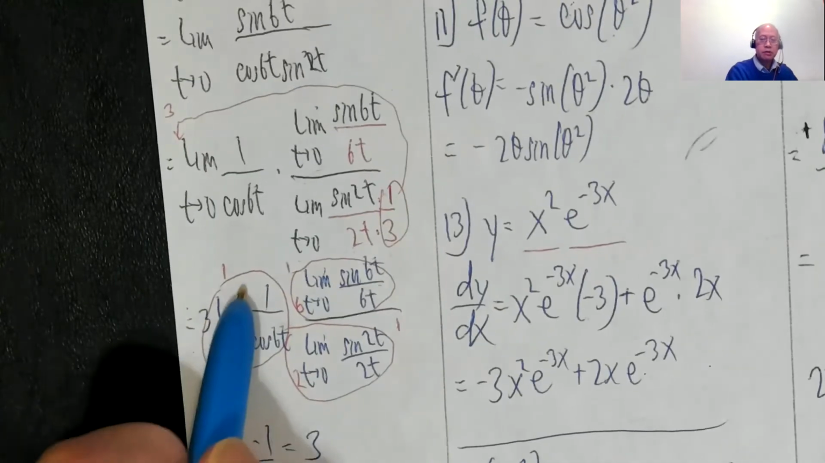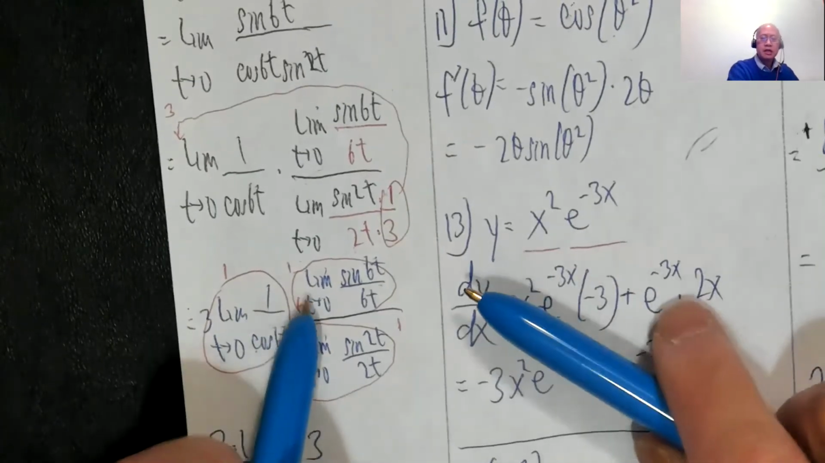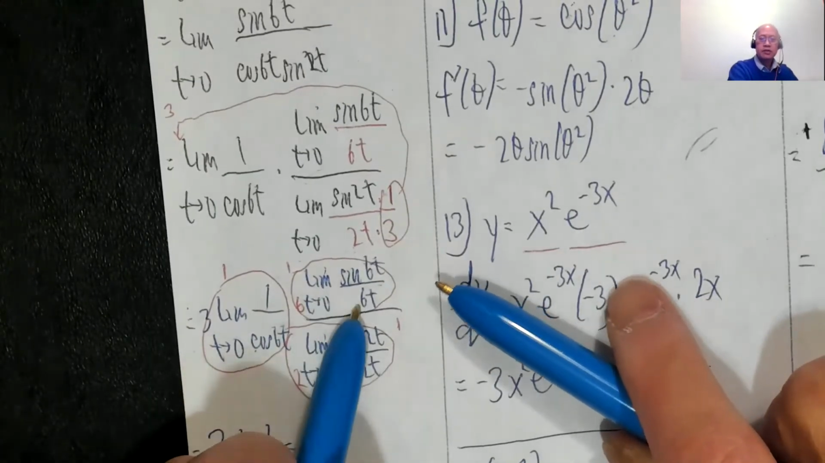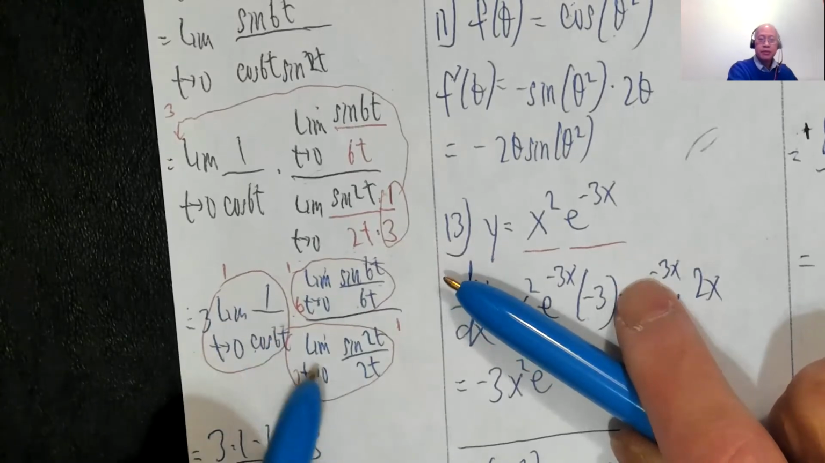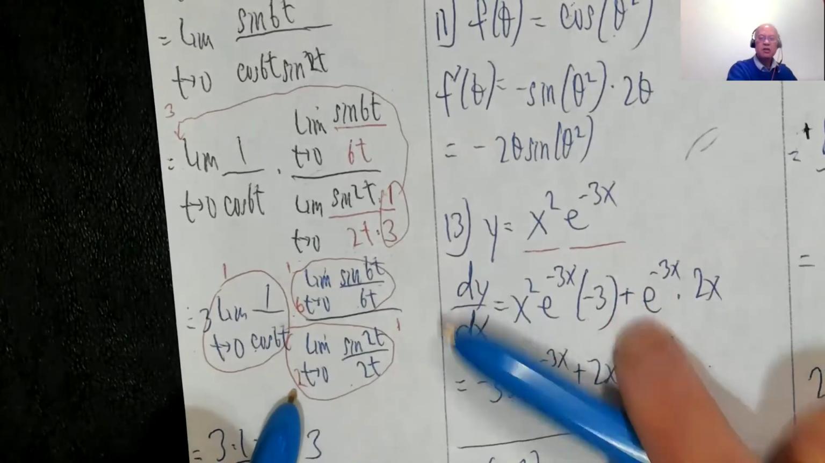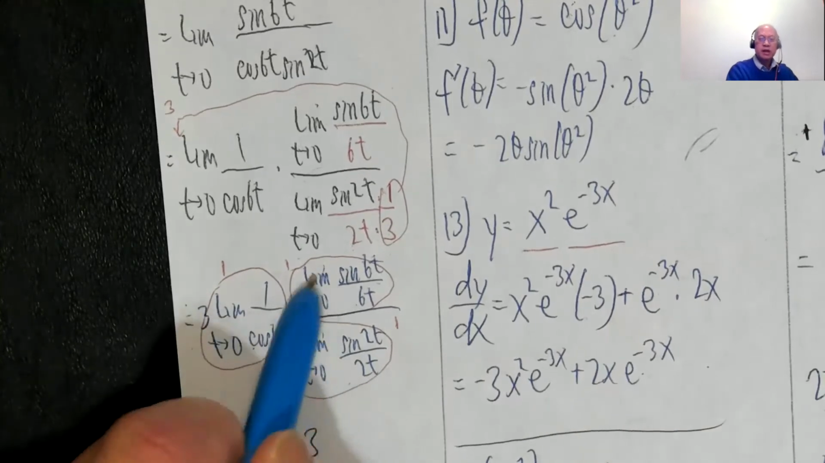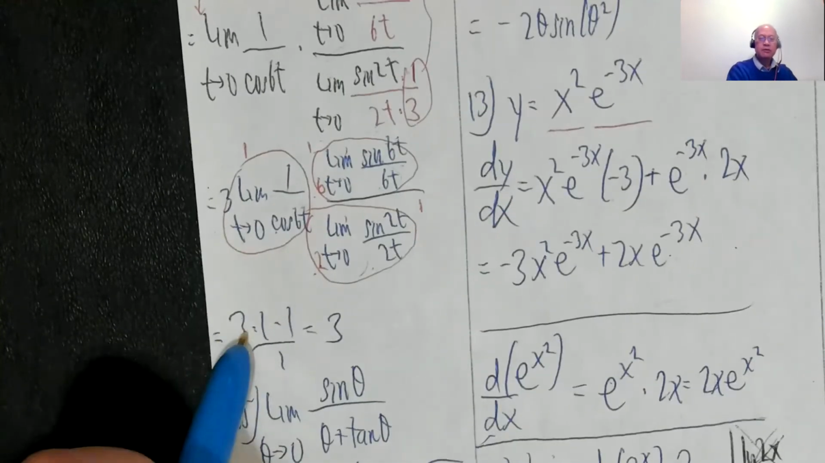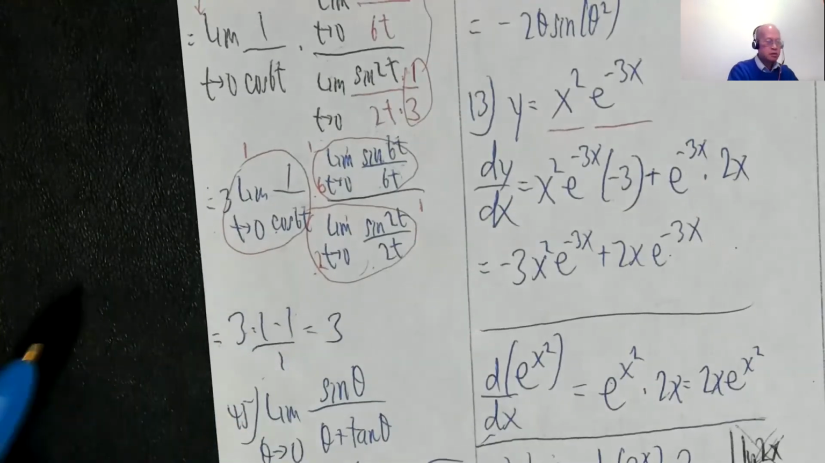Now I have limit as t approaches 0 of 1 over cosine 6t, limit as t approaches 0 of sine 6t over 6t. I can sneak in a 6 here. Limit as t approaches 0 of sine 2t over 2t. I can sneak in a 2 here. And that's 1, that's 1, that's 1. So I have 3 times 1 over 1, which is 3.